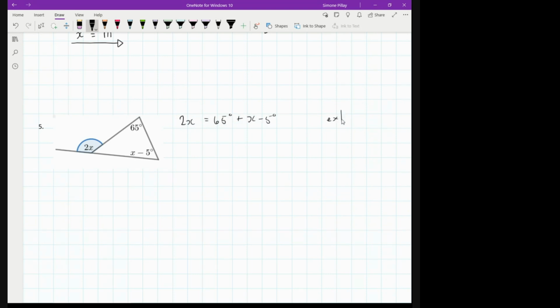Exterior angles, exterior angle of a triangle. 100%.